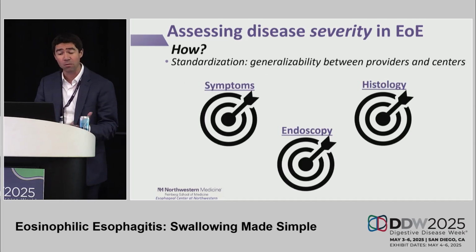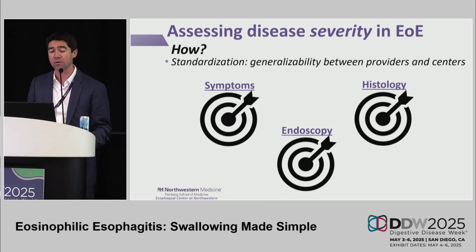Now, when it comes to how, part of what we want to look for is to make sure we have ways that are standardizable, ways that are generalizable, so we can compare these outcomes between different centers, between clinical studies where we have data, and apply them in our own clinical practices. And often this looks at a set of three primary domains: symptoms, endoscopy, and histology.